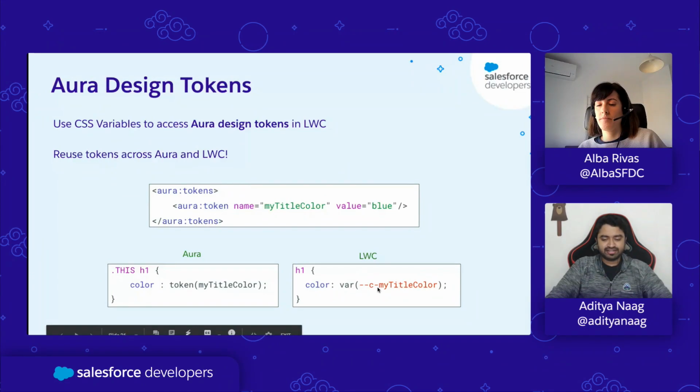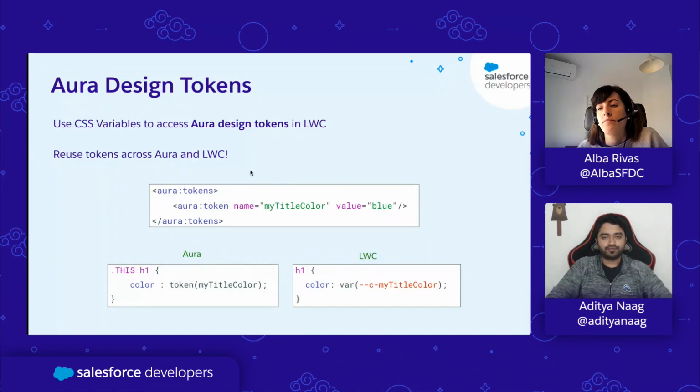So there is a specific syntax for this. Here it is hyphen hyphen c, which is the namespace, and hyphen name of the token. That way you can create an Aura token and use it across both Aura and Lightning Web Components. Something that you might want to consider for reusability purposes.